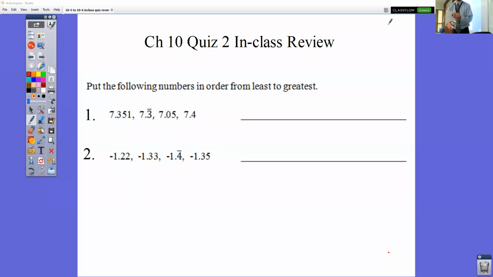This is the review for the Chapter 10 Quiz 2. This covers sections 10.5 and 10.6. All that you are doing in all of these questions is putting numbers in order from least to greatest. Remember that least means the smallest number, greatest means the biggest number. So from left to right, from smallest to biggest.